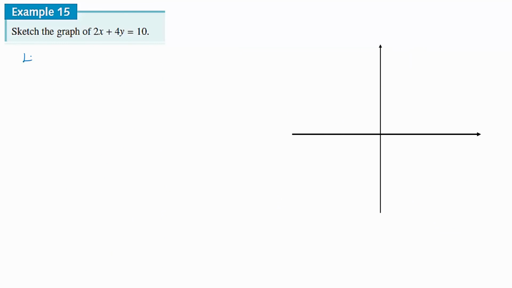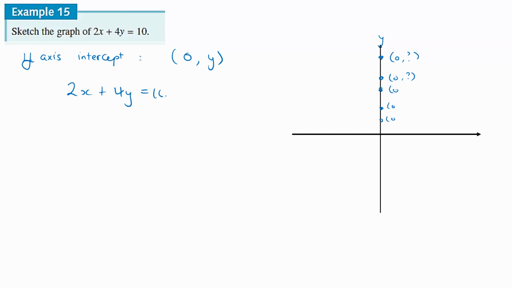So what I was saying is, in order to find the y-axis intercept, we know that x is always 0. Every coordinate on the y-axis, x is always 0. We don't know what y is, but we know x is always going to be 0. It doesn't matter where. As long as it's on the y-axis, x is always 0. So if that's true, in this equation here, 2x plus 4y equals 10, I know that x has to be 0.